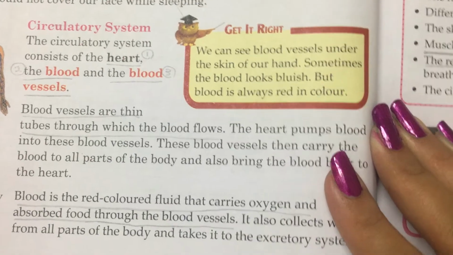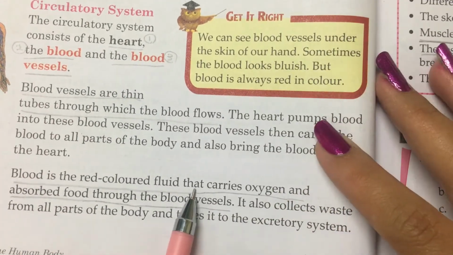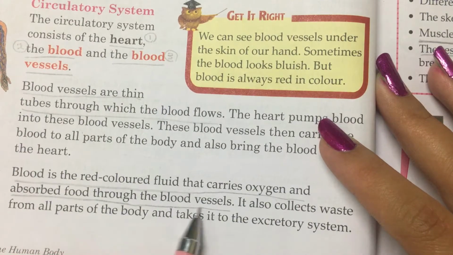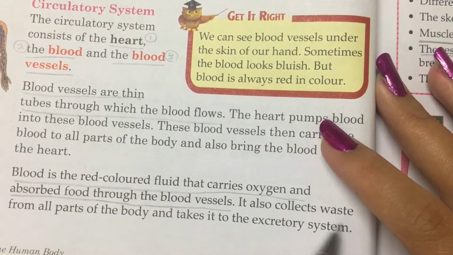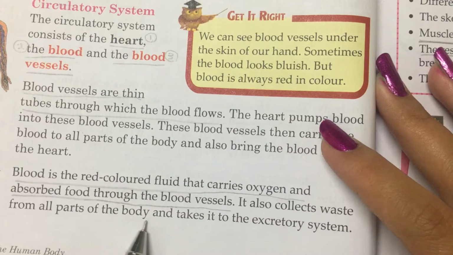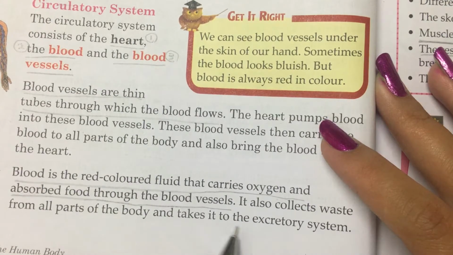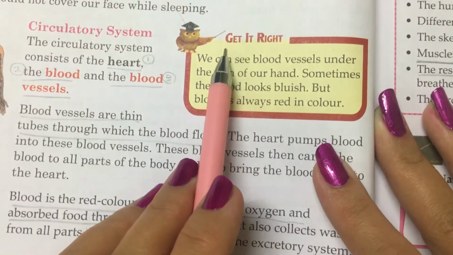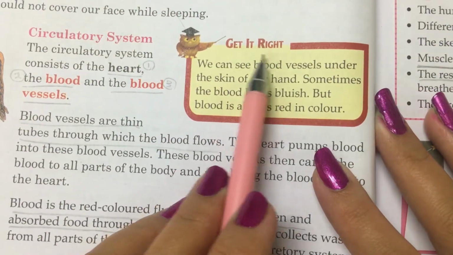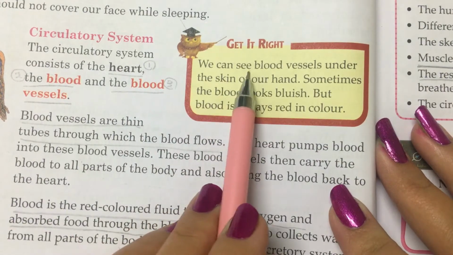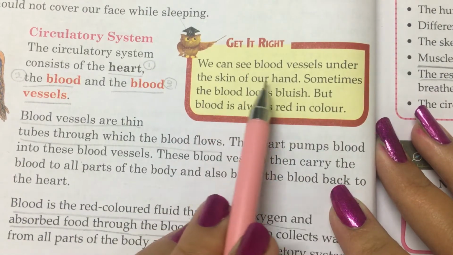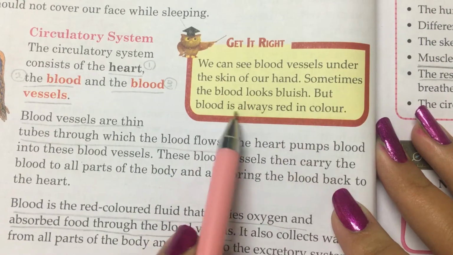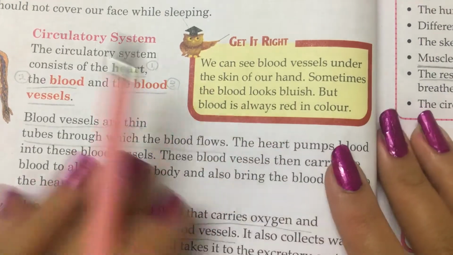Blood is the red-colored fluid that carries oxygen and absorbs food through the blood vessels. It also collects waste from all parts of the body and takes it to the excretory system. Now, get it right. We can see blood vessels under the skin of our hand. Sometimes the blood looks bluish, but blood is always red in color.